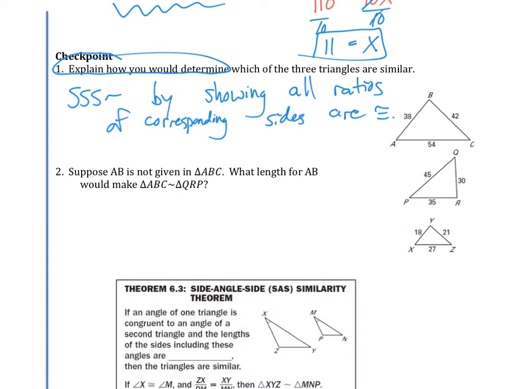So number 2, suppose that AB is not given in triangle ABC. Suppose that this length over here was not given. What length of AB would make triangle ABC similar to QRP? In other words, let's call AB x. So we would have AB over QR equal to BC over RP. I got that from the order: AB and QR match up, BC and RP match up. So they're saying, what if AB were x and we didn't know it? QR is 30.